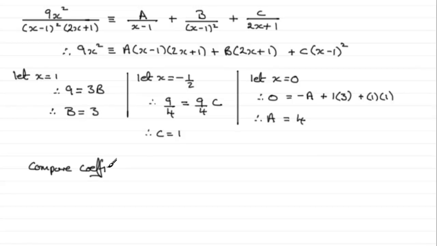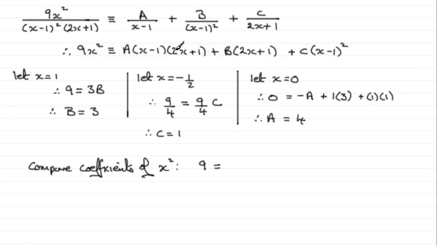Compare the coefficients of, say, x squared. What we're trying to avoid though is simultaneous equations all the time, complicated equations, and if we can avoid it by substituting certain values in and possibly comparing suitable coefficients, then hopefully we can avoid complicated equations. But if we compare coefficients of x squared, we've got the 9 here, equals, and what are we going to get here when we expand this?